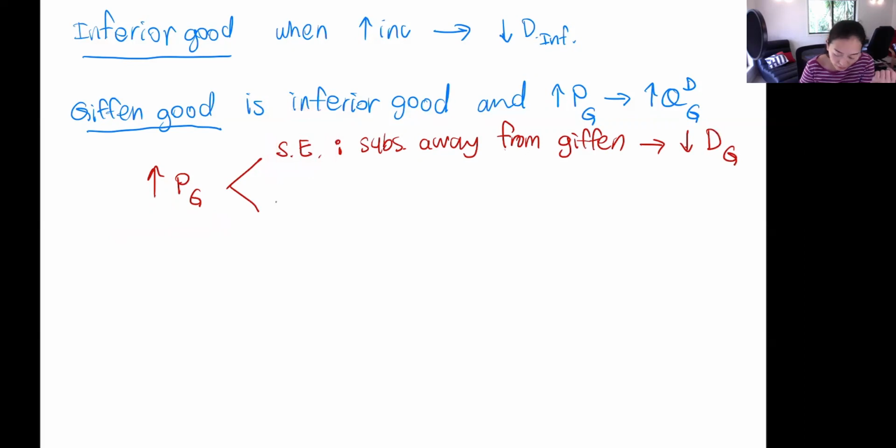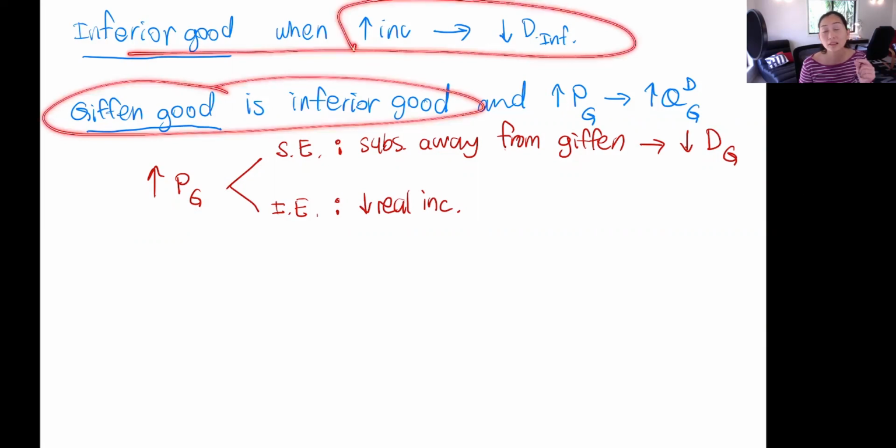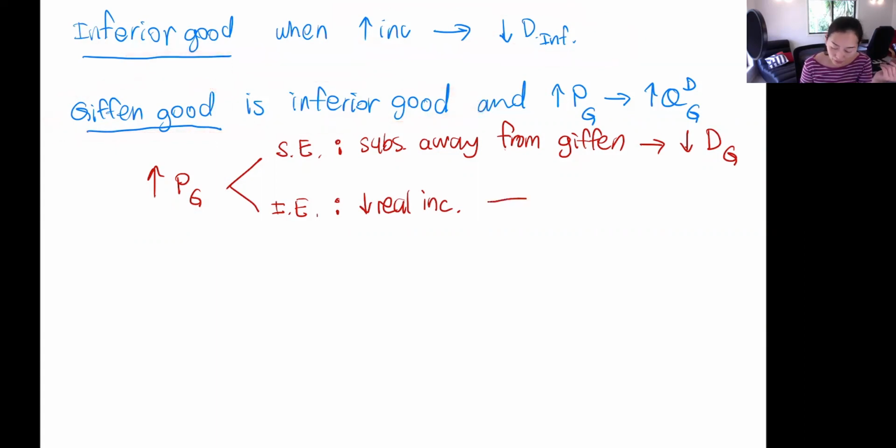The other effect is called the income effect. When the price of the Giffen good increases, whereas your nominal income remains the same, that means your real income falls. And if your real income falls, and because the Giffen good is an inferior good, then the demand for the Giffen good, or the demand for inferior good, must increase. So the demand for the Giffen good must increase.